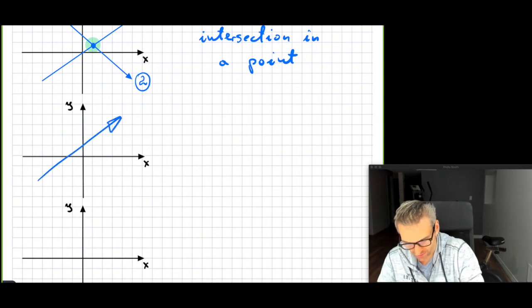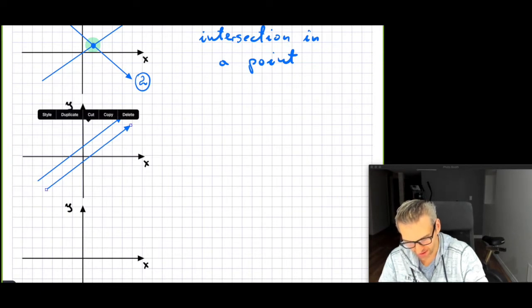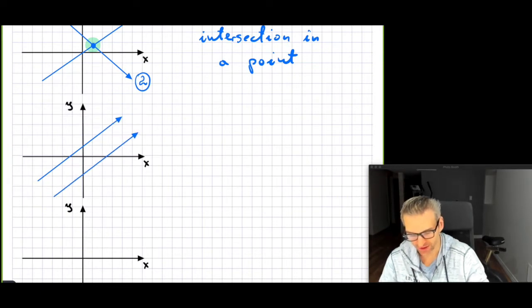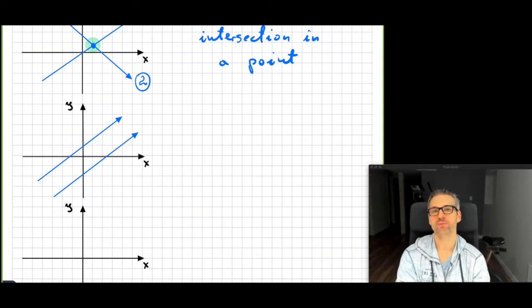So let's say you have one line right here. And now I'm going to cheat a little bit. I'm going to take this line and duplicate it, all right? Now, if I duplicate it and shift it away, you'll notice that you have parallel lines.